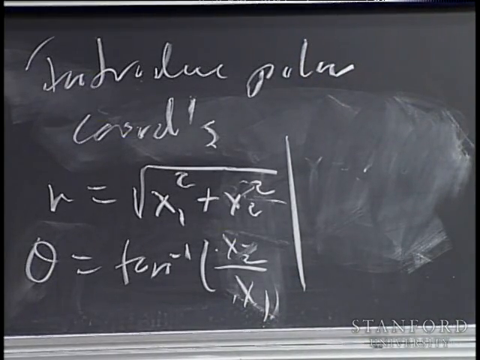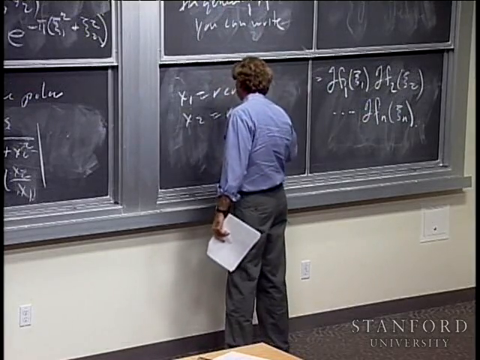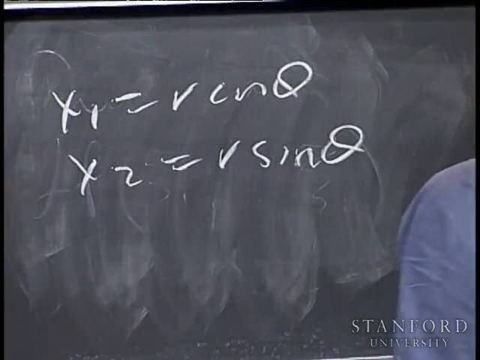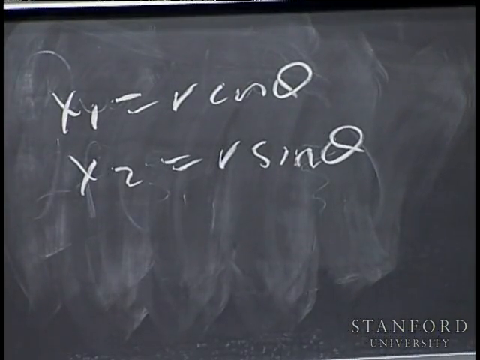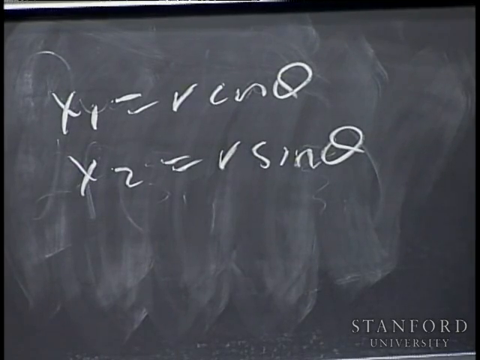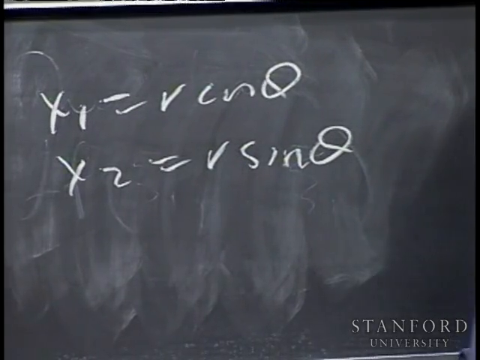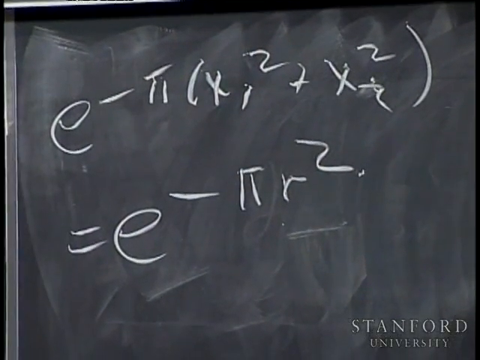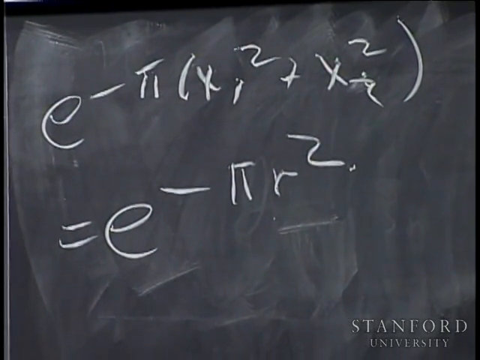So I'm introducing polar coordinates in the x1, x2 plane. x1 is equal to r cosine theta, x2 is equal to r sine theta. Then, of course, the Gaussian is just e to the minus pi r squared. It depends only on r, the radial distance from the origin. E to the minus pi (x1 squared plus x2 squared) is e to the minus pi r squared. All right, that's what you mean when you say it's a radial function, if it depends only on r.